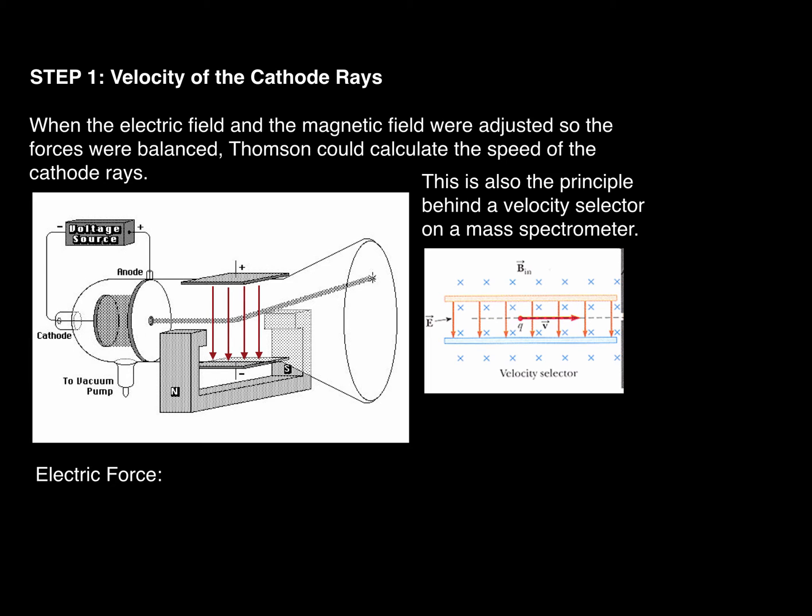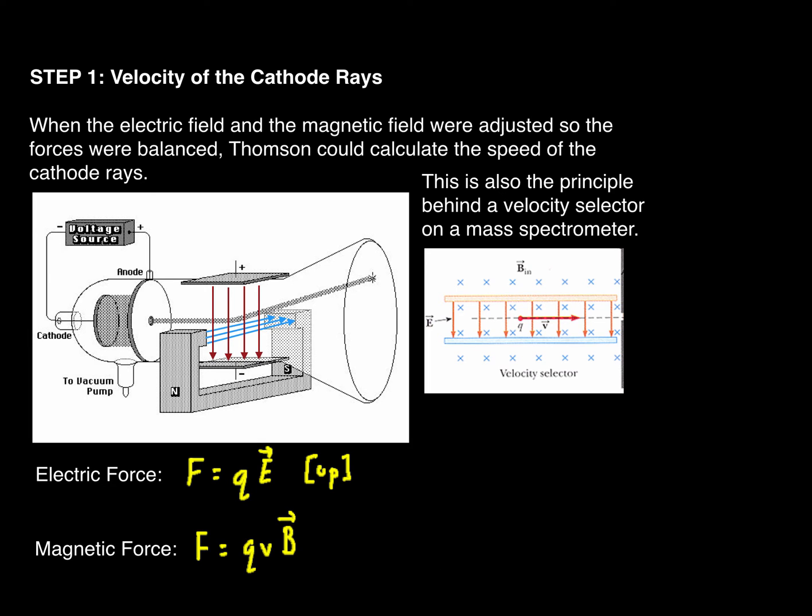The electric force came from the electric field. We know that the electric force on an electron is equal to Q times the electric field. In this case, because the electric field lines point down and electrons travel in a direction opposite to the field lines, the direction of the electric force is up. The magnetic force comes from the magnetic field. The magnetic force is equal to QV times the magnetic field.